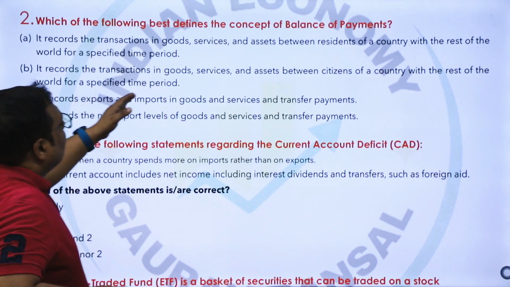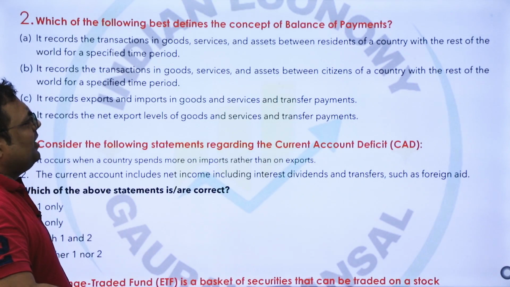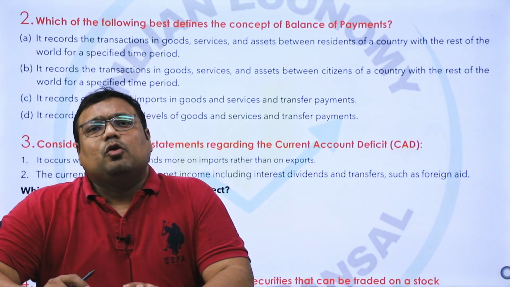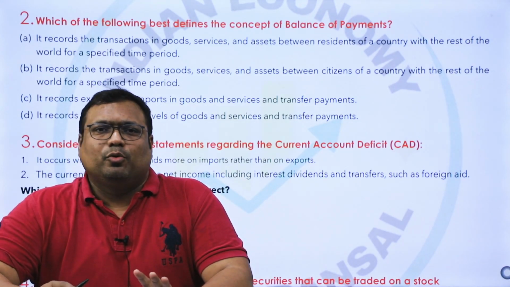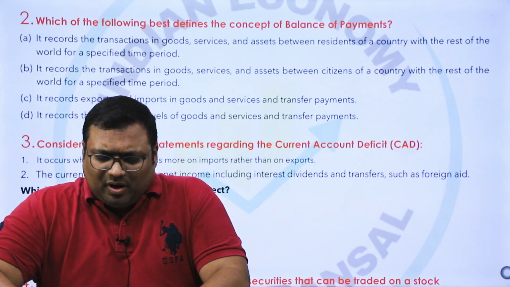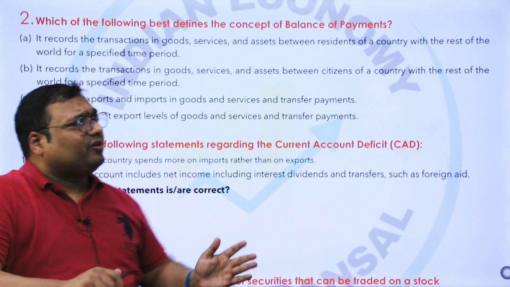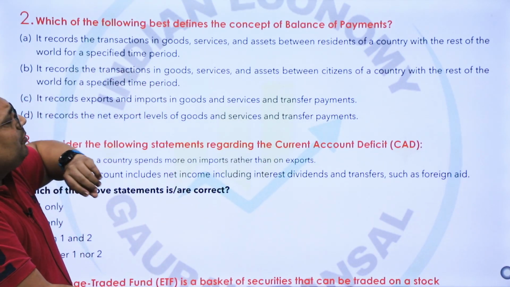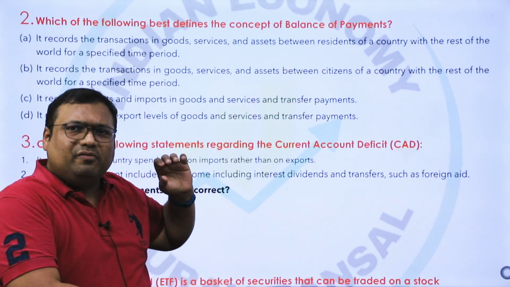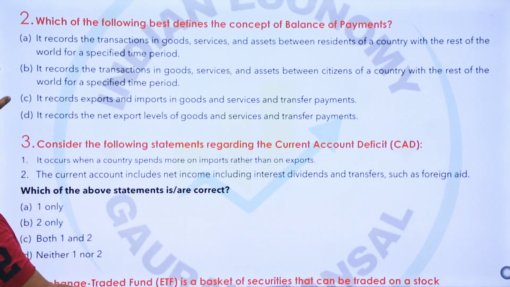Next, B: It records the transactions in goods, services and assets between the citizens of a country and the rest of the world for a specific time period. It can't be citizens, because when we say citizen, even NRIs, non-resident Indians, are Indian citizens, they have Indian passports. Those people do not contribute to our forex because their demand is from other countries. They are Indian citizens, but they live in some other countries, and hence they should not be considered. And for example, there are many foreigners who are living in India, and they affect our BOP as well. If we say citizen, even they will be excluded. So it can't be citizens.